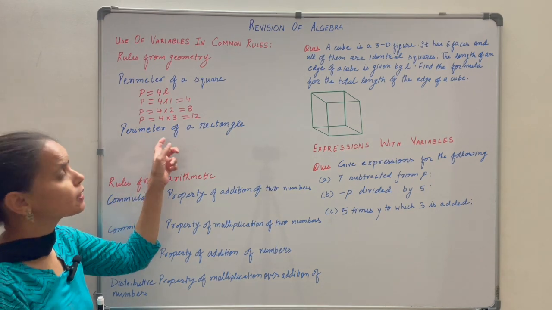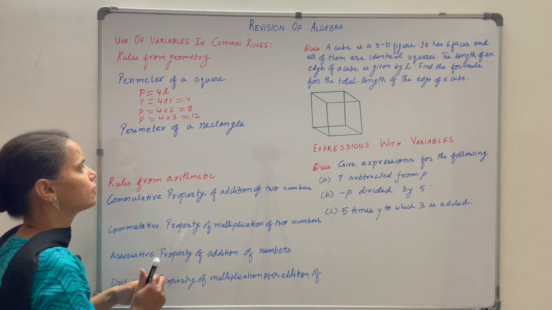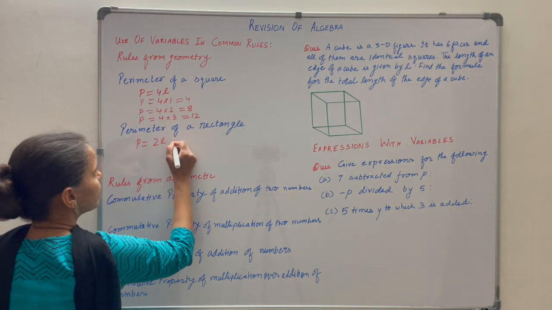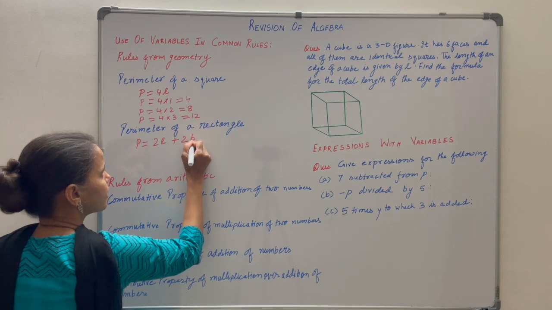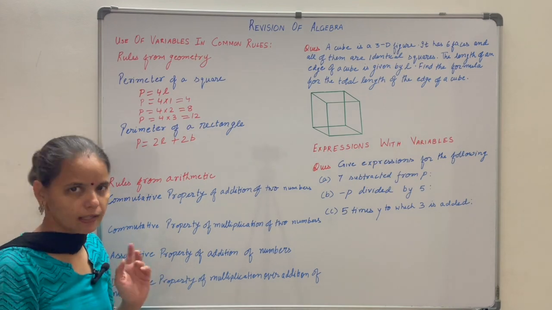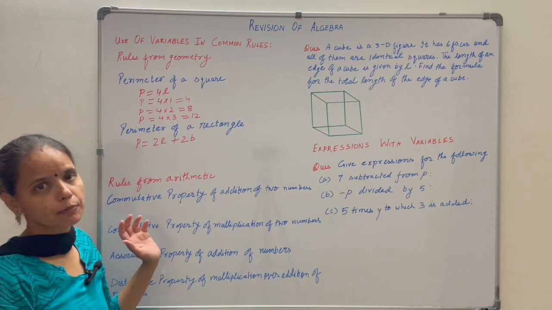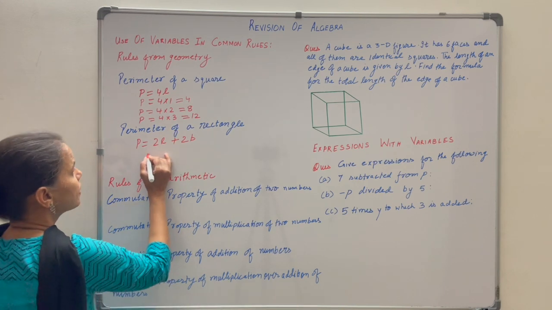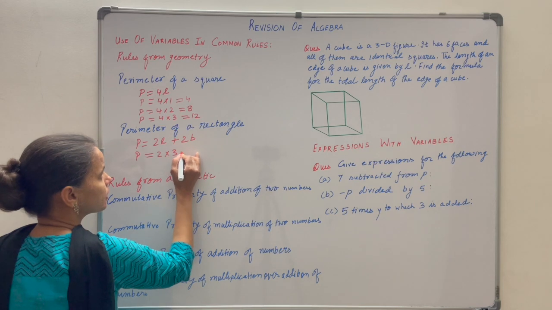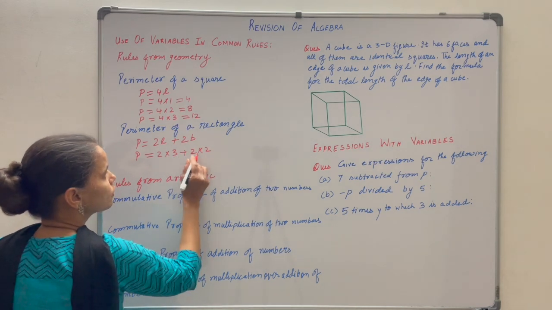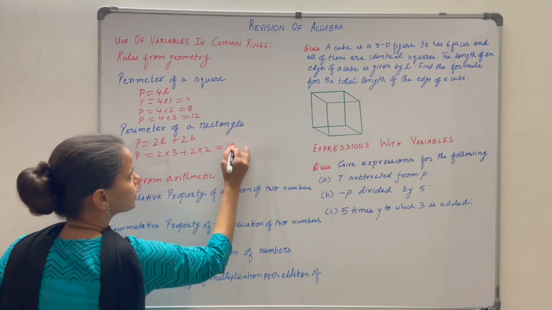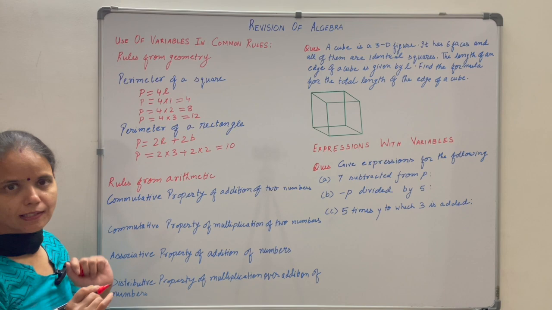Here it is also used in the perimeter of a rectangle. What is the perimeter of a rectangle formula? Perimeter is twice the length plus twice the breadth. So here there are two variables, length and breadth, and they can take any values. Their values are not dependent on each other. For example, what is the perimeter of a rectangle whose length is 3 and breadth is 2? So 3 into 2 is 6. 6 plus 4 is 10. So the perimeter is 10.